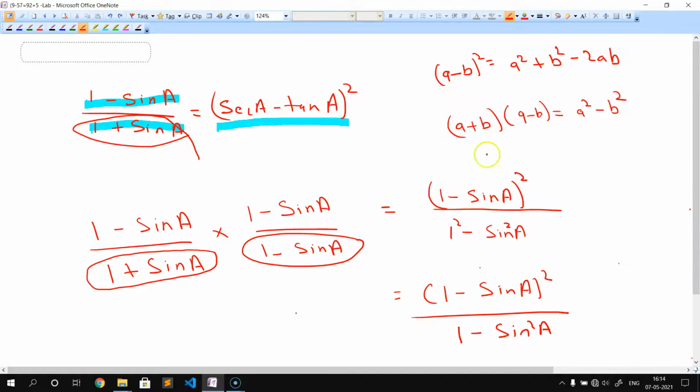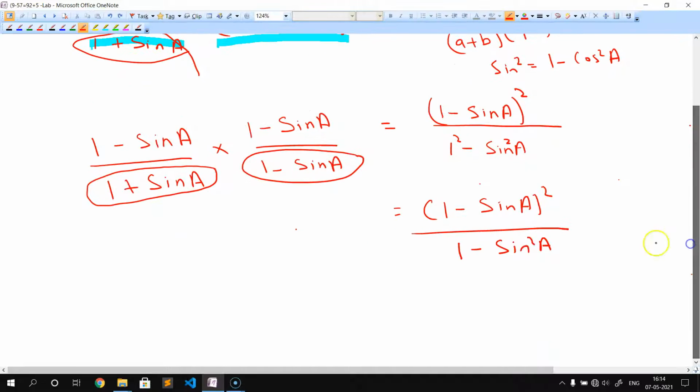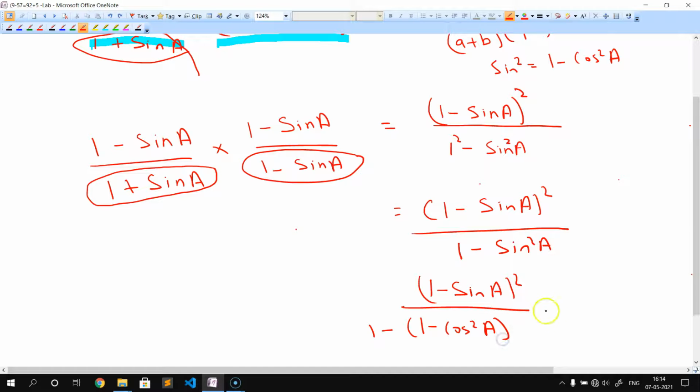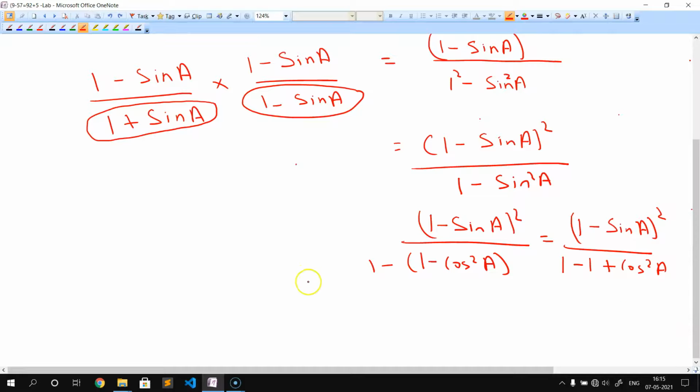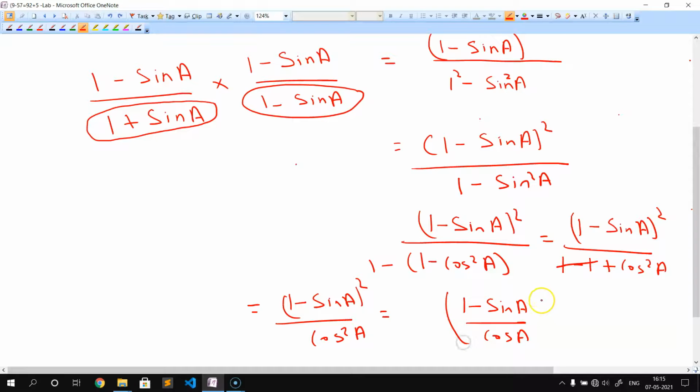According to our formulas, sine square is equal to 1 minus cos square A. So (1 minus sine A) whole square upon 1 minus cos square A. This will be equal to (1 minus sine A) whole square upon 1 minus 1 plus cos square A. So we can write it as (1 minus sine A) whole square upon this, plus 1 and minus 1 will be cancelled out and only cos square will be left. (1 minus sine A upon cos A) whole square.